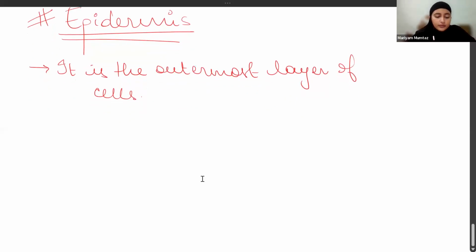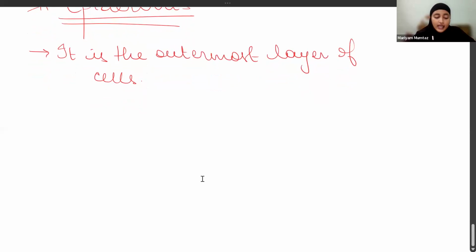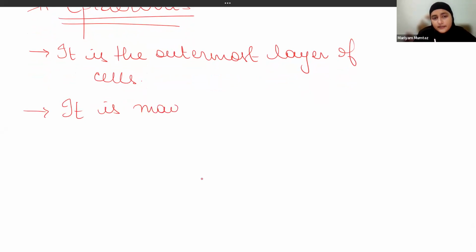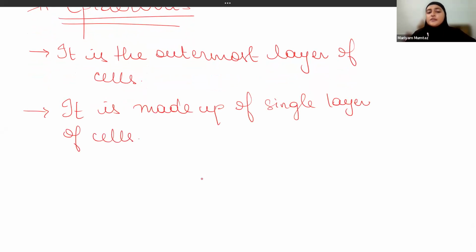Now, moving forward, we will see that the epidermis, because it is the outermost layer, is made up of a single layer of cells. Okay, so the epidermis is made up of a single layer of cells.